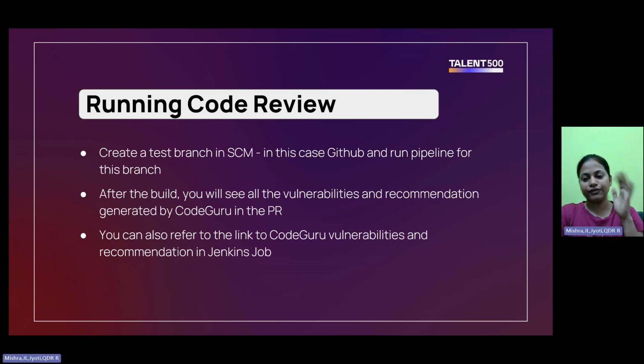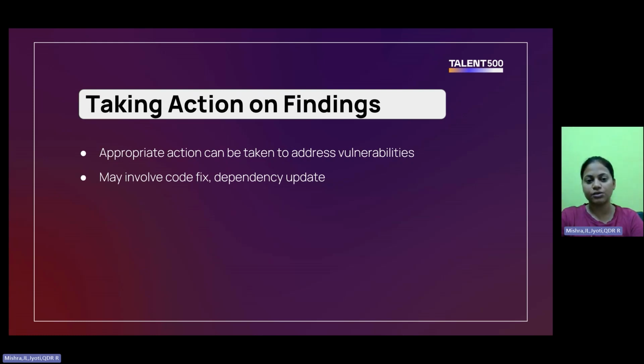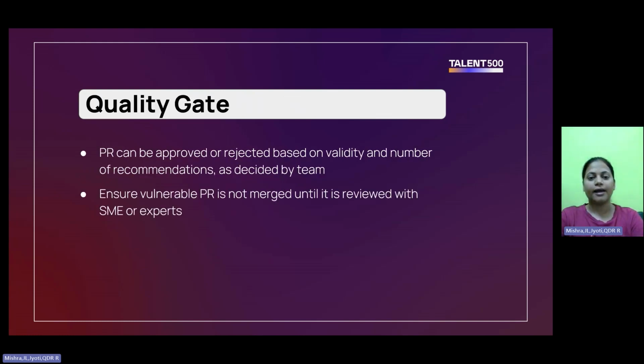You can either fail the build in case you find the vulnerabilities, or you can continue with the build. It's all up to your implementation. But ideally, the purpose of adding this scan in the build process is to not push the build to the next environment until somebody has actually taken a look at all those vulnerabilities and recommendations. So you analyze, take action on the vulnerabilities, whether you want to fix it or it's okay to move ahead. And you can add your quality gates.